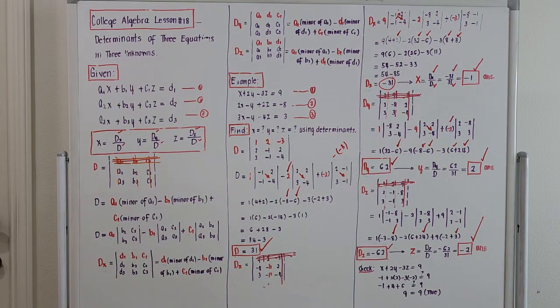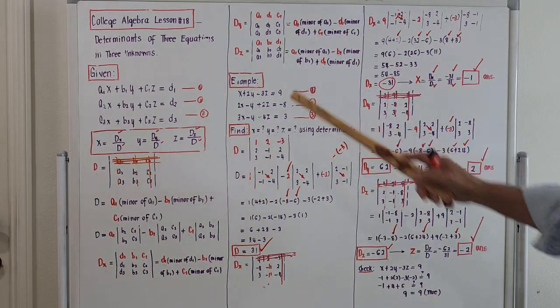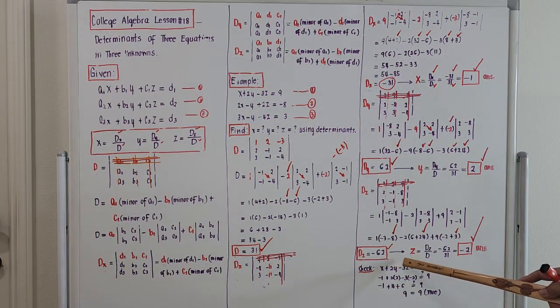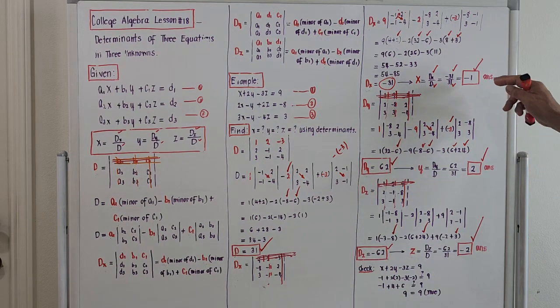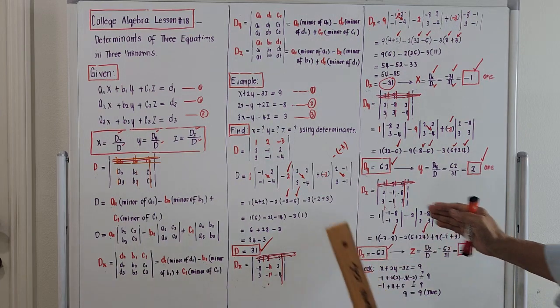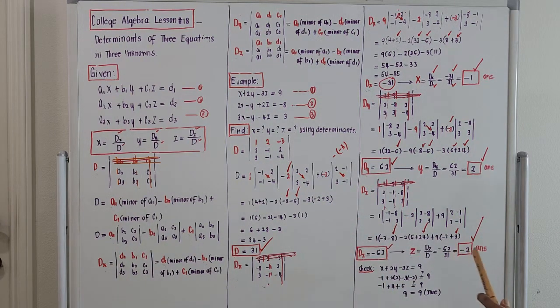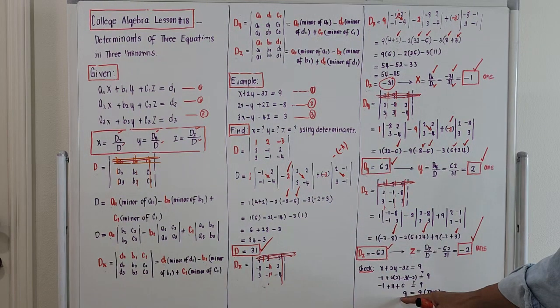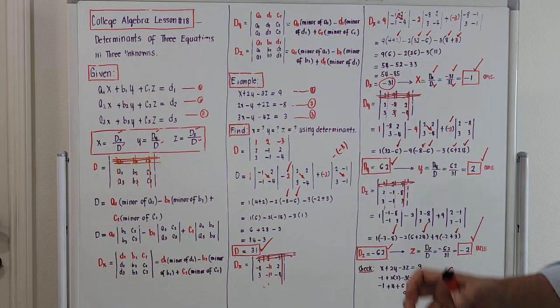Okay? And to check the validity of our answer, we use equation number 1. x plus 2y minus 3z equal to 9. Substituting the computed values of x, y, and z back here. What comes out after the simplification from the left-hand side, that is 9, is really equal to 9. It is true. So, meaning to say, our answer is correct.